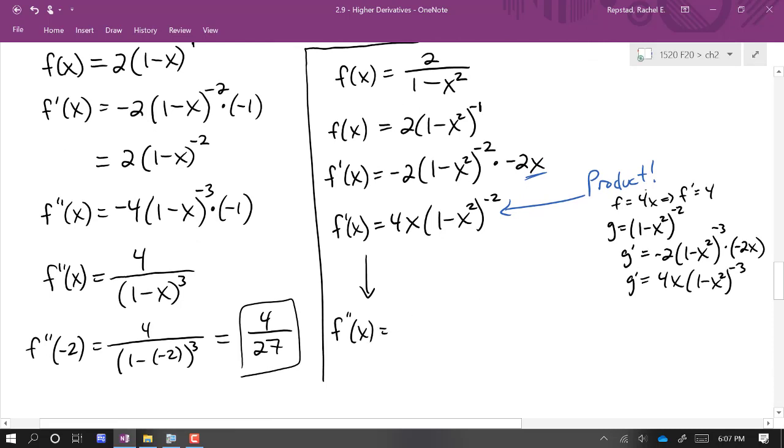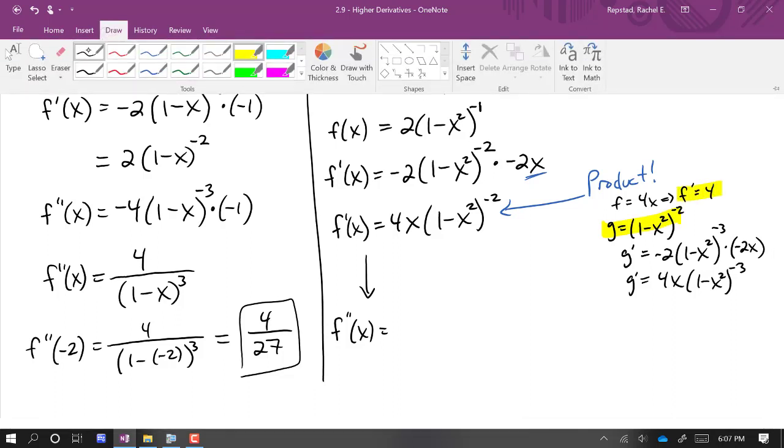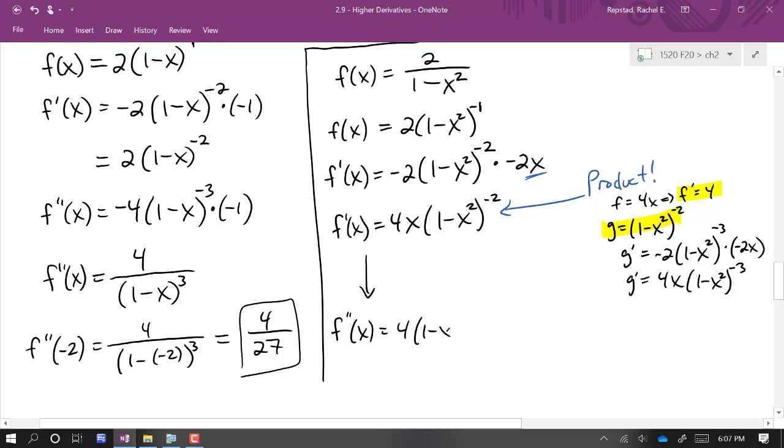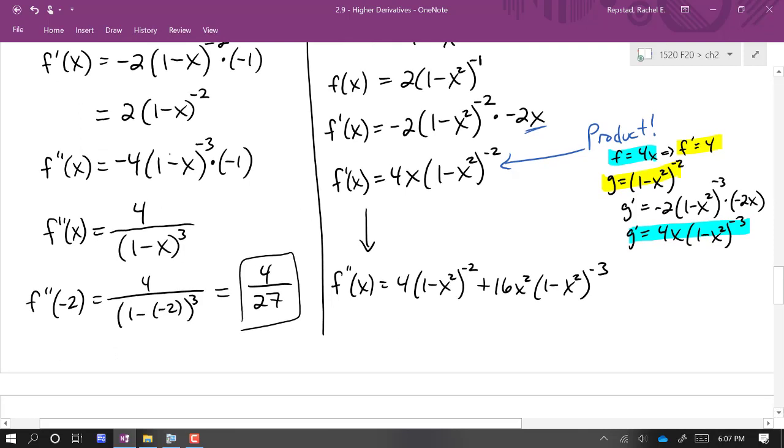So let's put this together. G times f prime, we're going to multiply those two. So that's a 4 times 1 minus x squared to the negative 2. And then f times g prime, I'm going to multiply those two together. And when we do that, we're going to get 16x squared, 1 minus x squared to the negative 3. And then at this point, we could simplify. We could take out a 4 and 1 minus x squared to the negative 3, because that's the least power.